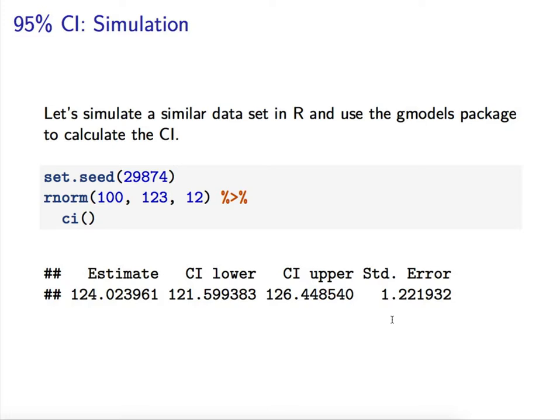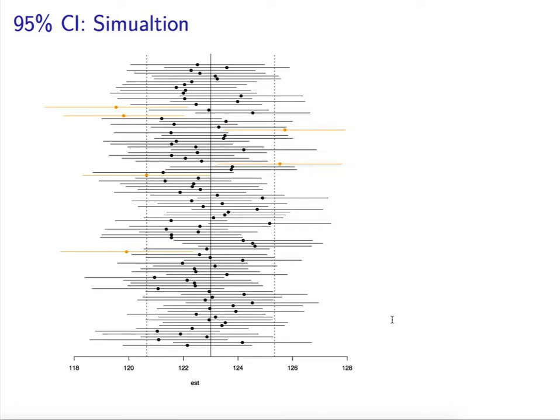Now let's do this another 100 times. We're going to assume that the true mean is actually 123. And here we see all of our estimates with their corresponding confidence intervals. Those with 95% confidence intervals that contain the true mean, represented by this vertical line here, are going to be colored black, and those that do not contain the true mean are colored orange.